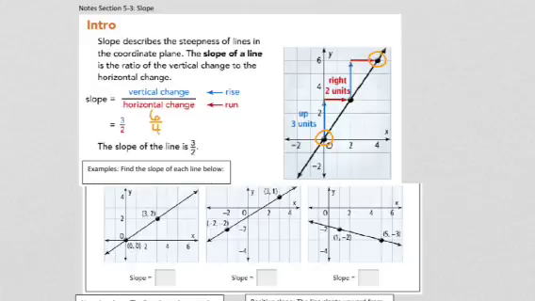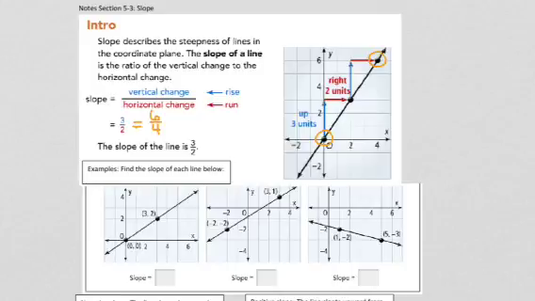Now if we do that, we can simplify that fraction and that becomes the 3 over 2 that we already had. So we will always simplify our slope to be in lowest terms, but remember that does not mean to write it as a mixed number. The slope of the line we would say is 3 over 2. So let's take a look at these examples down below.